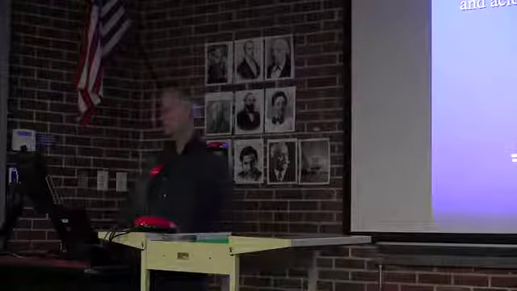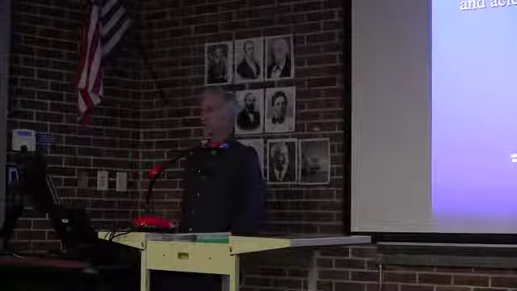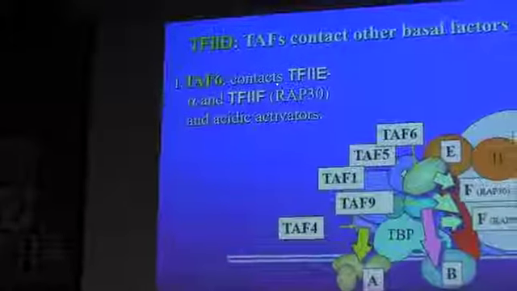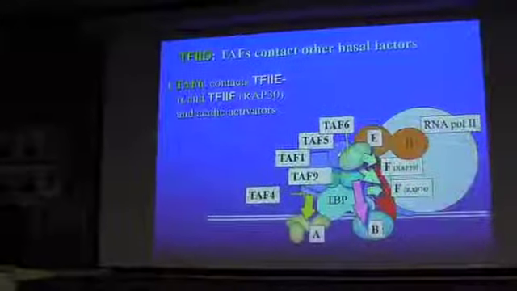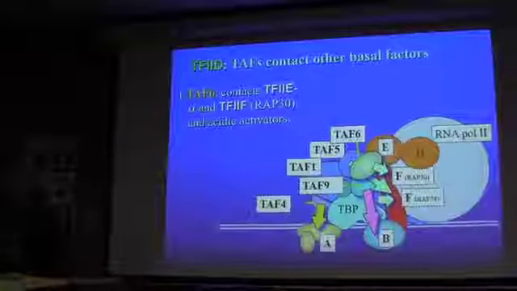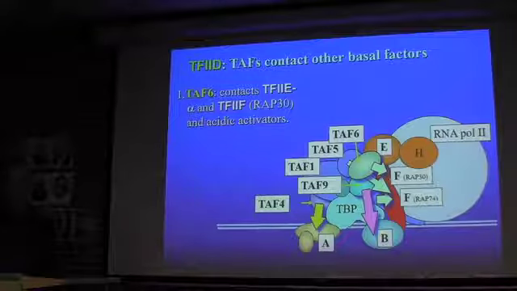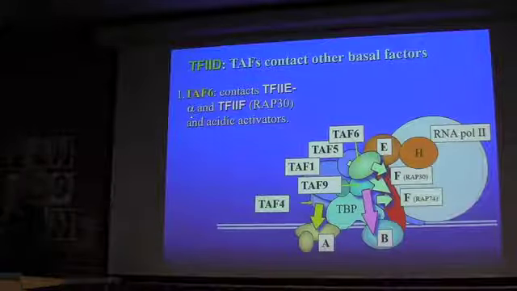So what does it reach out and touch? TFIIE, that's the other basal factor, and E has 2 subunits, and it recognizes the alpha subunit, which is the largest. This alpha subunit of TFIIE is ancient. It goes all the way back to Archaea. Archaea has TFIIE, believe it or not. TAF6 grabs it.